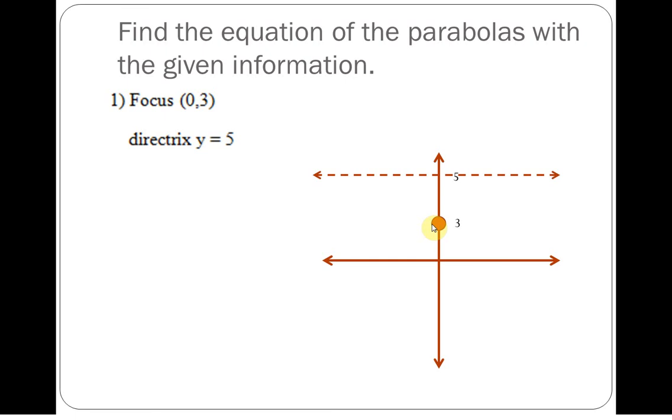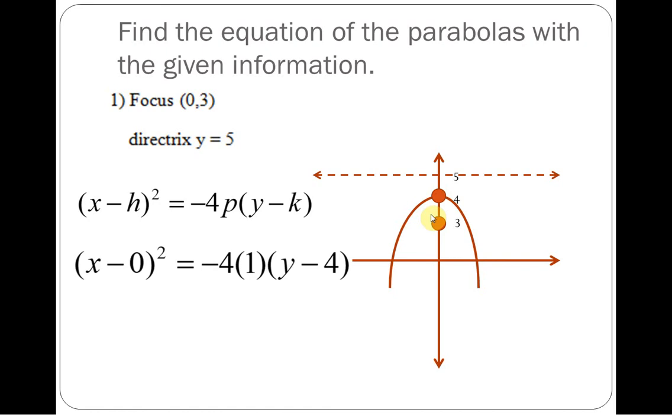So the thing that I have looking at me here is because the directrix is above the focus, I know that this thing is opening downward. And I know that if the distance from 5 to 3 is 2, halfway between that is your vertex, which would be at 4. So your p-value is 1. Okay, and now we can just go from there.